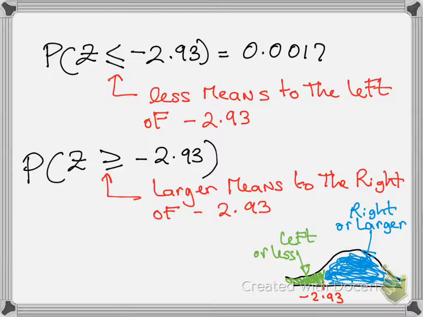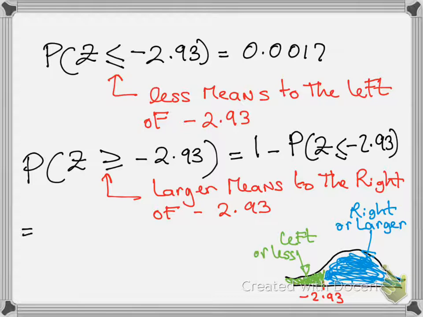Now, what would be the probability that z is larger than negative 2.93? Well, remember guys, the total area is equal to 1. So the area to the right is going to be equal to 1 minus the area to the left, which is z less. So that will be equal to 1 minus 0.0017, which is 0.9983.